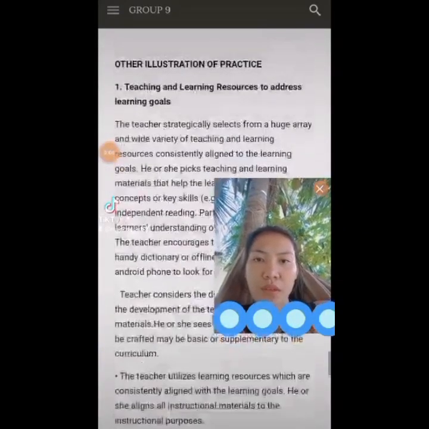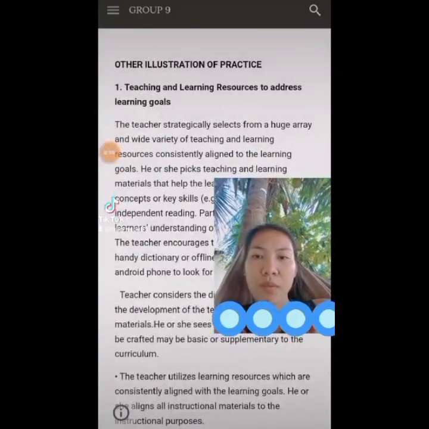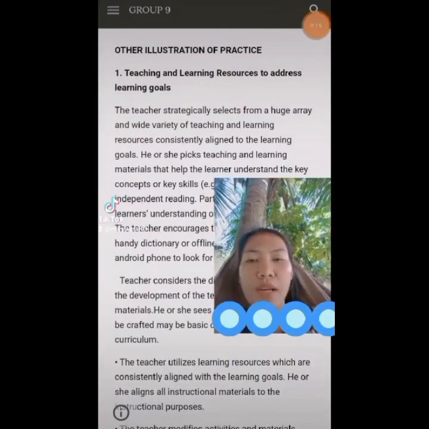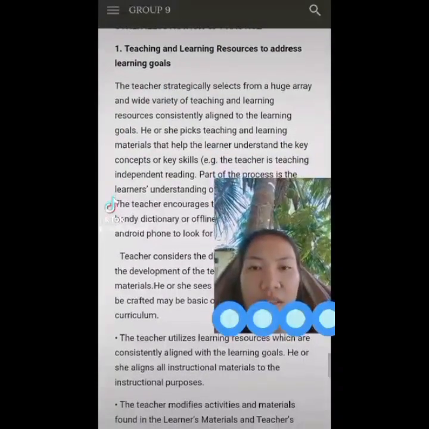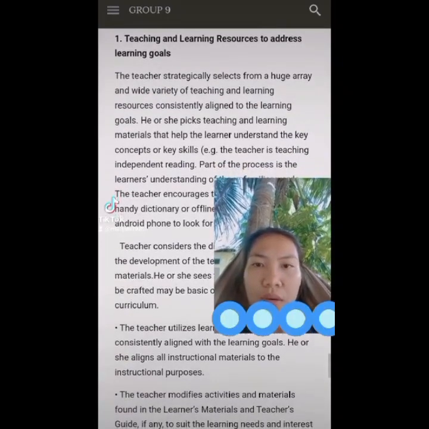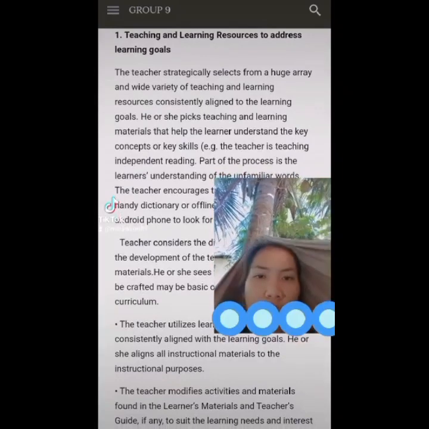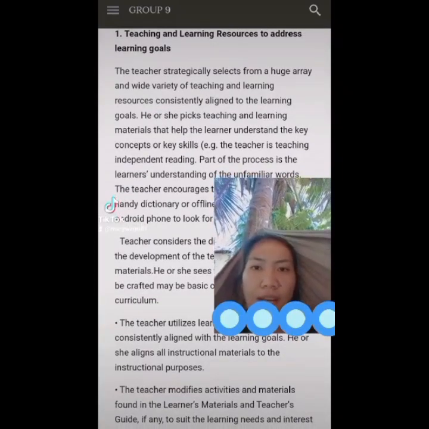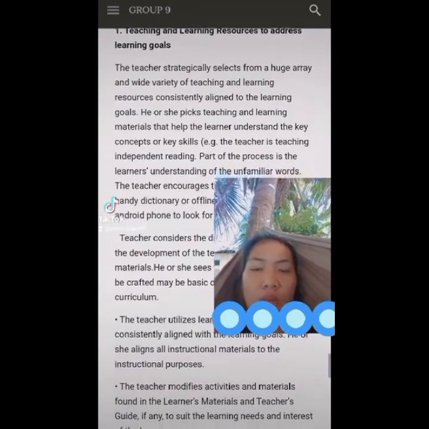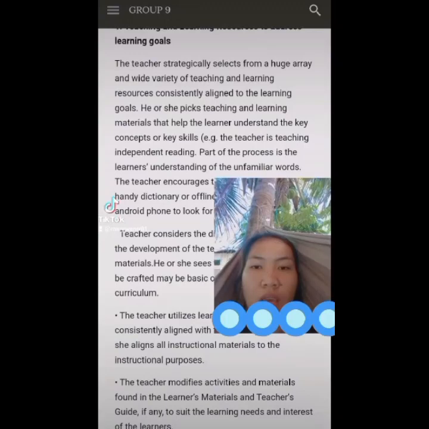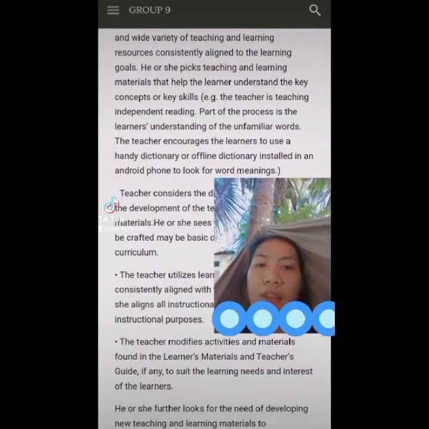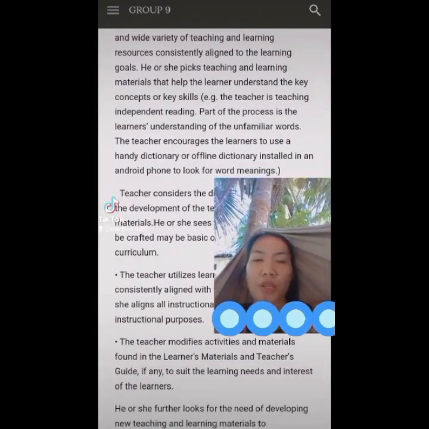So, other illustrations of practice. Number 1. Teaching and learning resources to address learning goals. The teacher strategically selects from a huge array and wide variety of teaching and learning resources consistently aligned to the learning goals. He or she picks teaching and learning materials that help the learner understand the key concept or key skills.